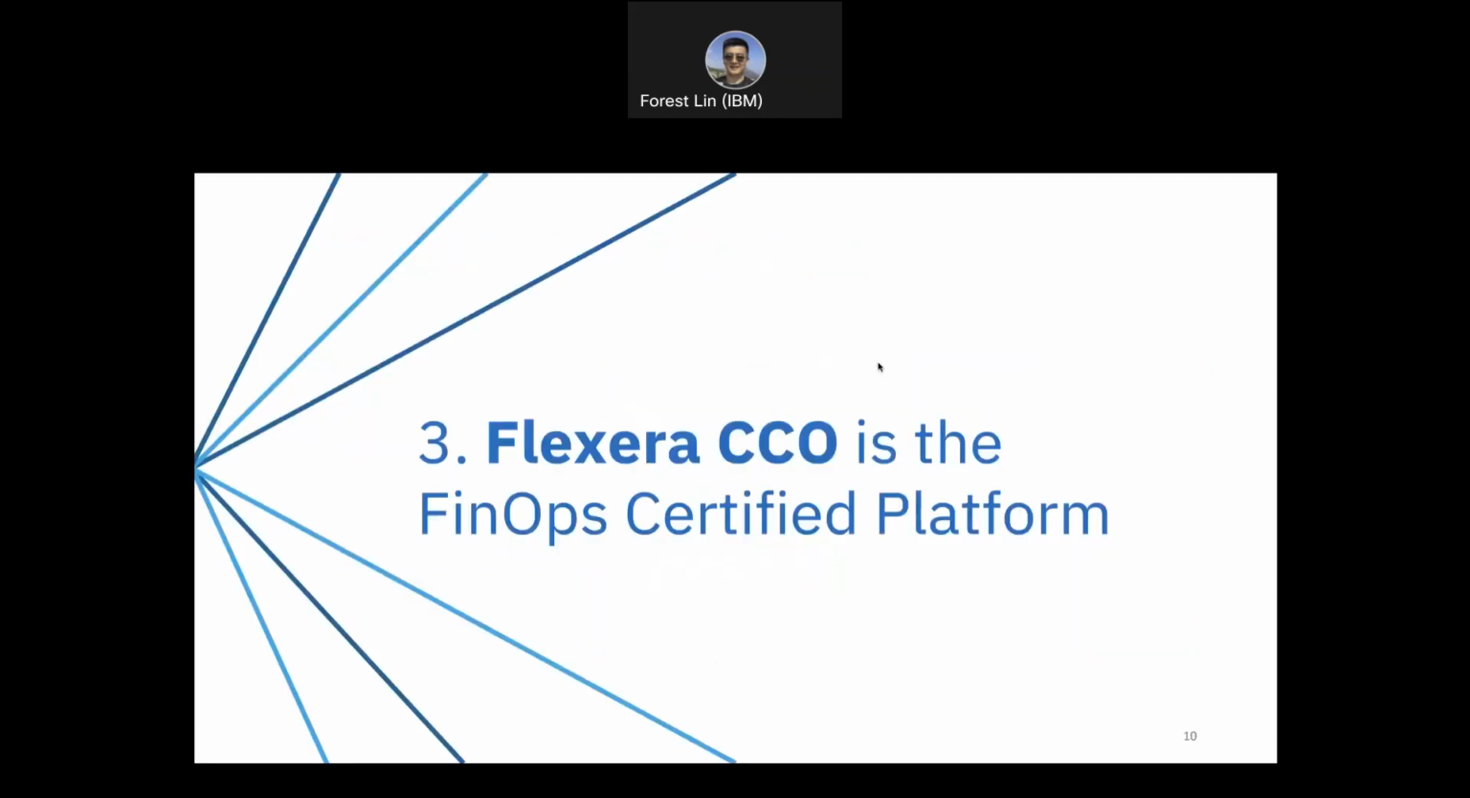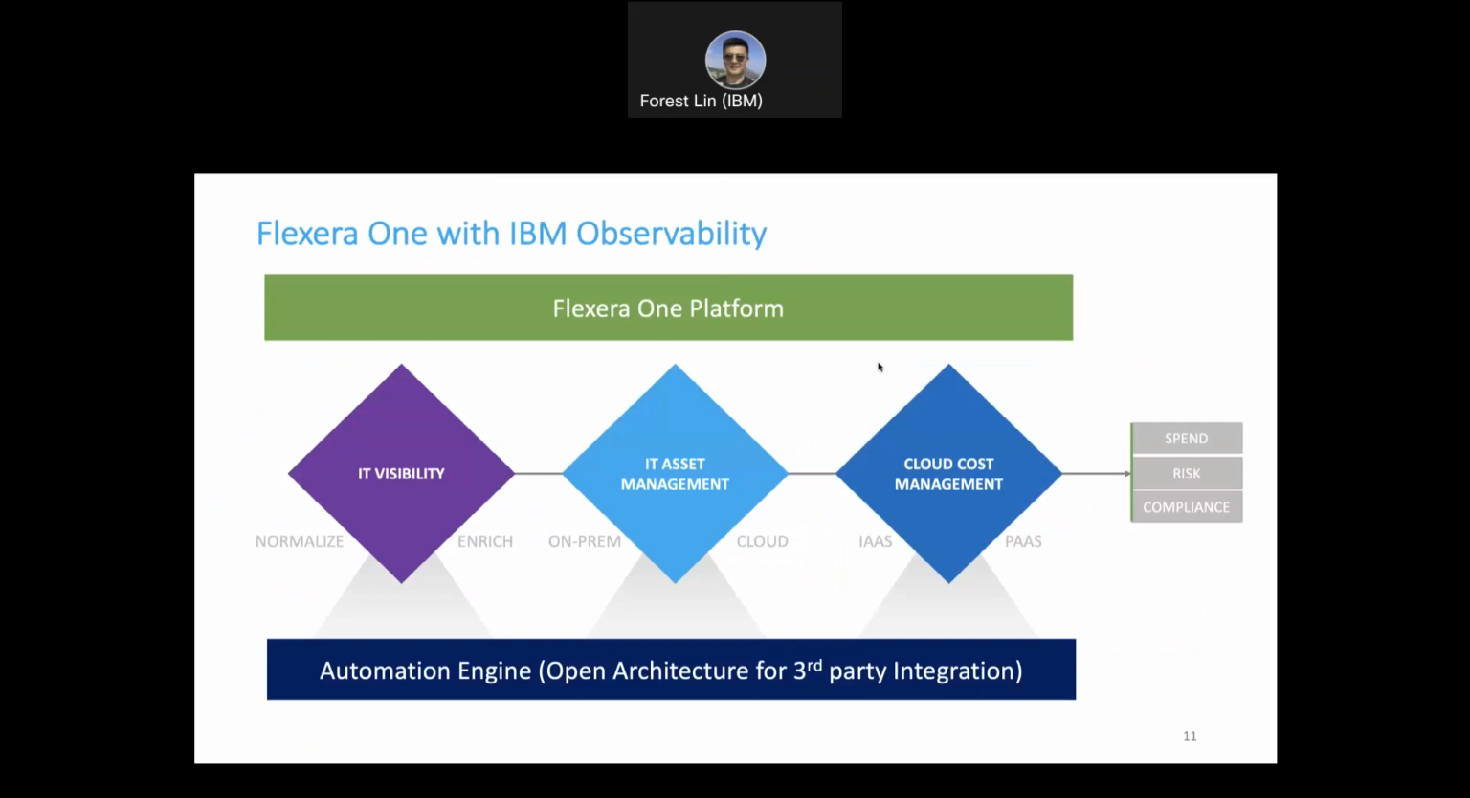Okay, number 3: let's take a look at how Flexera CCO implements the FinOps framework. That's why Flexera CCO is a FinOps certified platform. So this is Flexera One with IBM observability. It includes 3 different components: IT visibility, IT asset management, and cloud cost management. And they share the same infrastructure and automation engine. The automation engine means they share the data infrastructure.